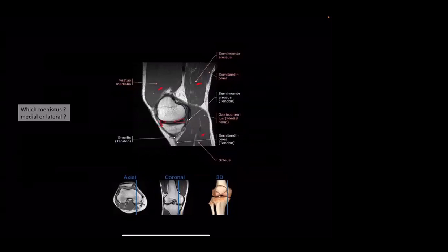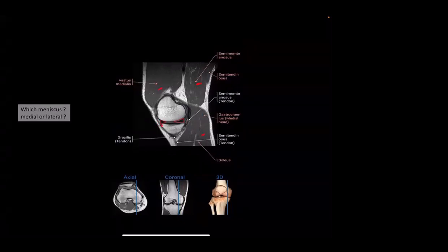How to differentiate between medial and lateral meniscus? We have some points to depend upon, and in this case, the posterior horn of the medial meniscus is larger than the anterior horn, and this indicates that this is the medial meniscus. The other things, the absence of patella and the fibula.